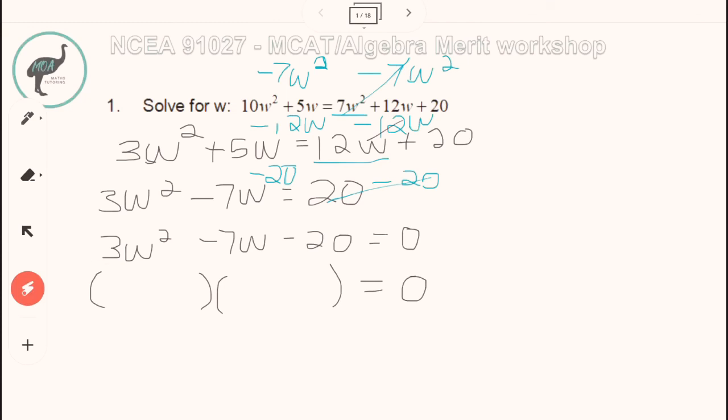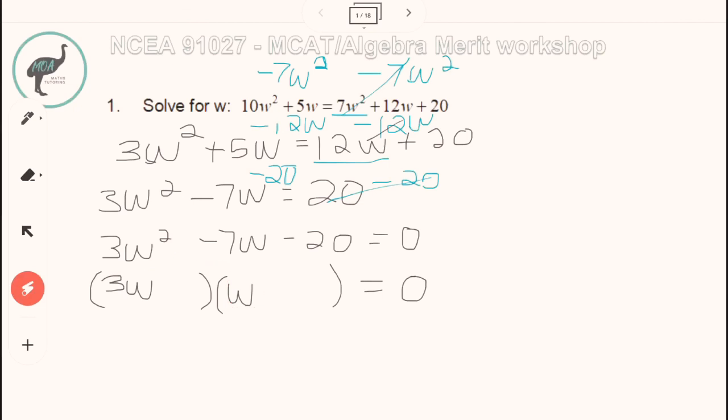It is not 1, and therefore it's slightly more complicated to factorize this one, but we'll use the guess and check method in any case, because we've got 3, which is a prime number, so it only has one combination, a 3 and a 1. So I've got 3w and 1w. Those are the only two things I can put in to multiply to make 3w squared.